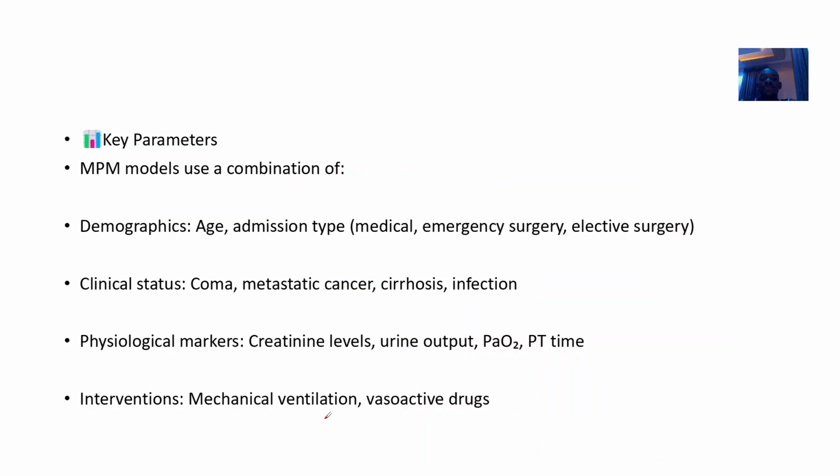Okay, so key parameters, they use a combination of what? A lot of things to be able to see, or determine, the likelihood of a patient recovering. So the age of the patient, the admission type, what actually caused the admission, is one of the factors I can use to determine the likelihood of a patient recovering.